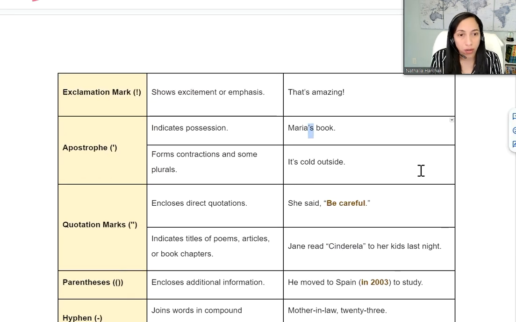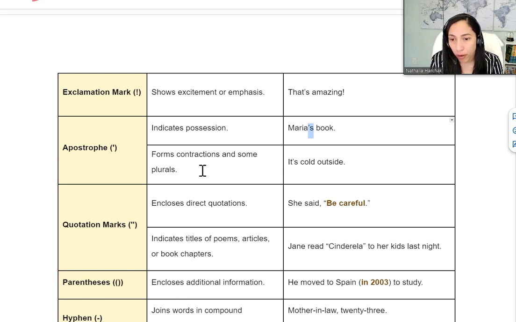Okay? Apostrophe. An apostrophe is used to indicate possession. In English, we normally use that when talking about people. For instance, Maria's book. This means the book that belongs to Maria. We cannot say "the book of Maria." I have a lot of students who speak Spanish, Portuguese, and Italian, and it's very tempting to translate everything word by word, but you cannot do that in English. You need to use the apostrophe and the letter S to indicate possession, okay?